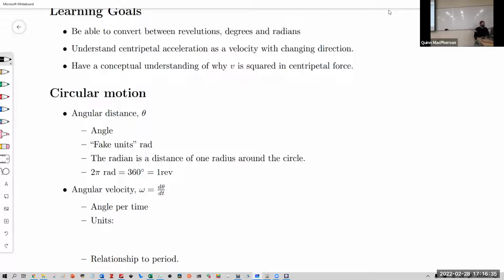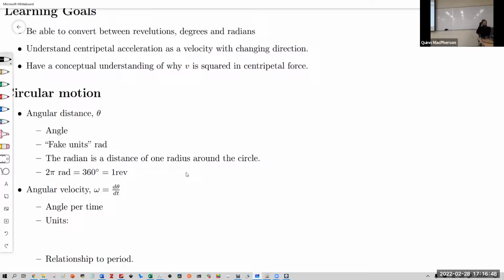You'd have different versions. So the unit conversion is 2 pi radians is 360 degrees is 1 revolution. I'm going to show you why that is. Okay, so I'm going to show you what the definition of a radian is.